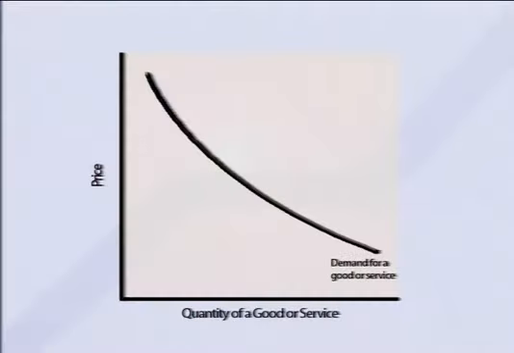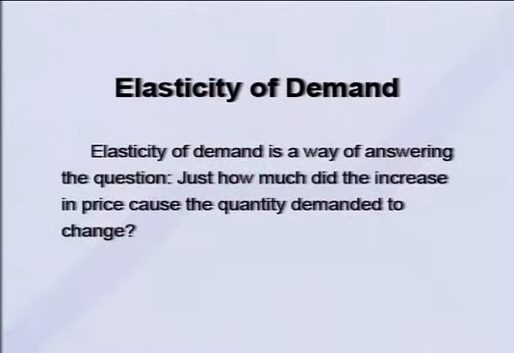Now, when we talked about how economists see demand back in Lecture 3, we explained that demand was a relationship between price and quantity. The relationship was, as price went up, the quantity demanded went down. Now, the reasons were, if you recall, individuals would buy less when the price was higher. They would substitute toward other goods where possible. But elasticity of demand is a way of answering the question, well, just how much did the increase in price cause the quantity demanded to change?